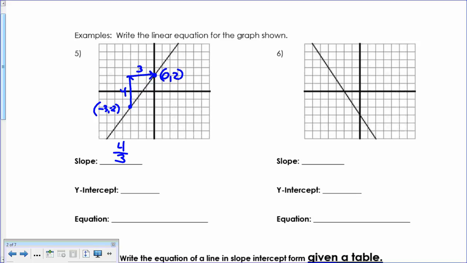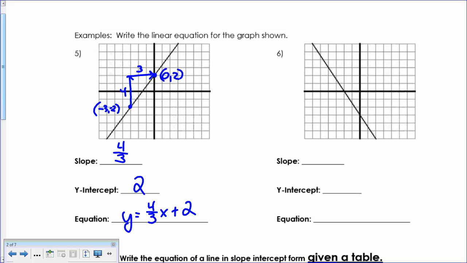Where is my y-intercept? Michaela? Where does that line touch the y-axis? 0, 2, right? So our y-intercept is 2. So again, I have my 2 pieces of information. Plug them in. Y equals 4/3 x plus 2.